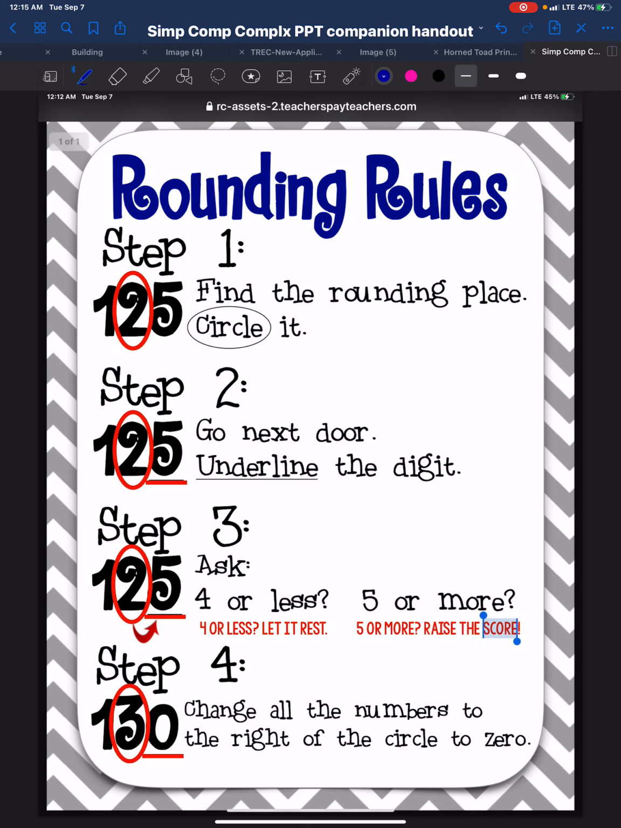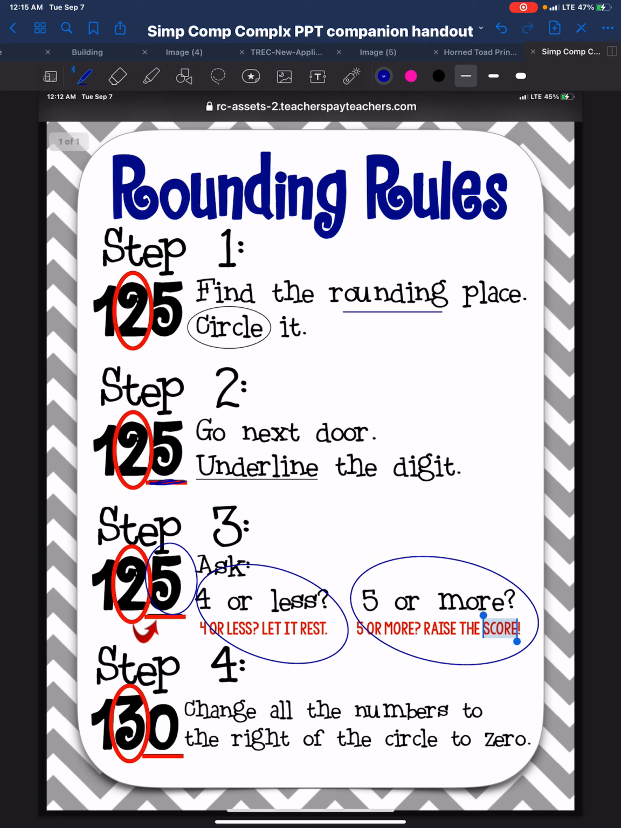Step one: the rule says to find the rounding place, and then you circle it, okay? Step two, go next door. You underline the digit next door. Step three, you ask, is the number next door four or less? If it's four or less, let it rest. If it's five or more, raise the score.